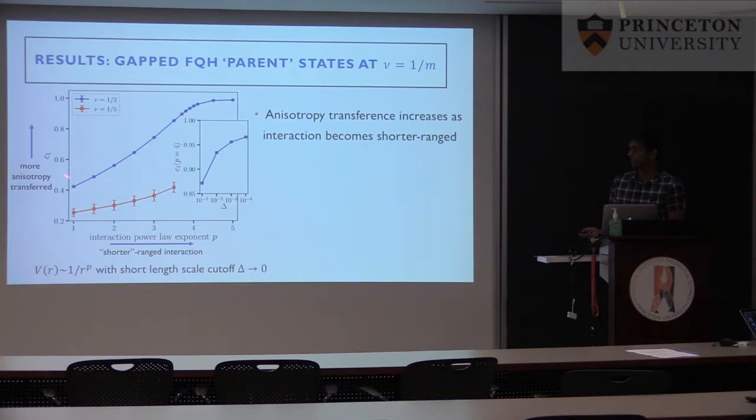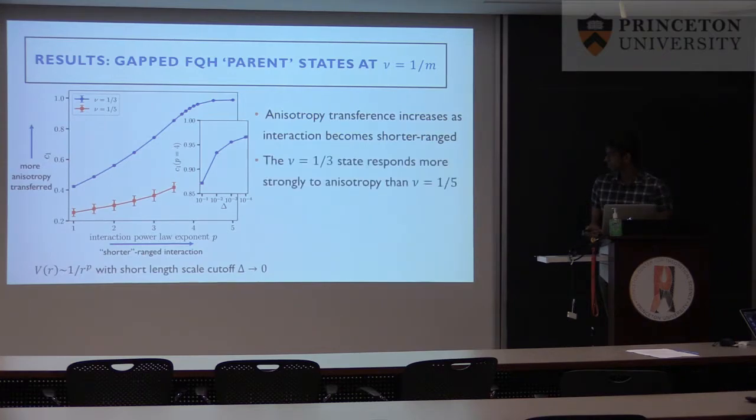The first thing we notice is that as p increases, more anisotropy is transferred to the ground state, or C1 goes up. And that kind of makes sense because as the interaction becomes shorter range, it becomes less influential at tempering the effects of an anisotropic band mass.